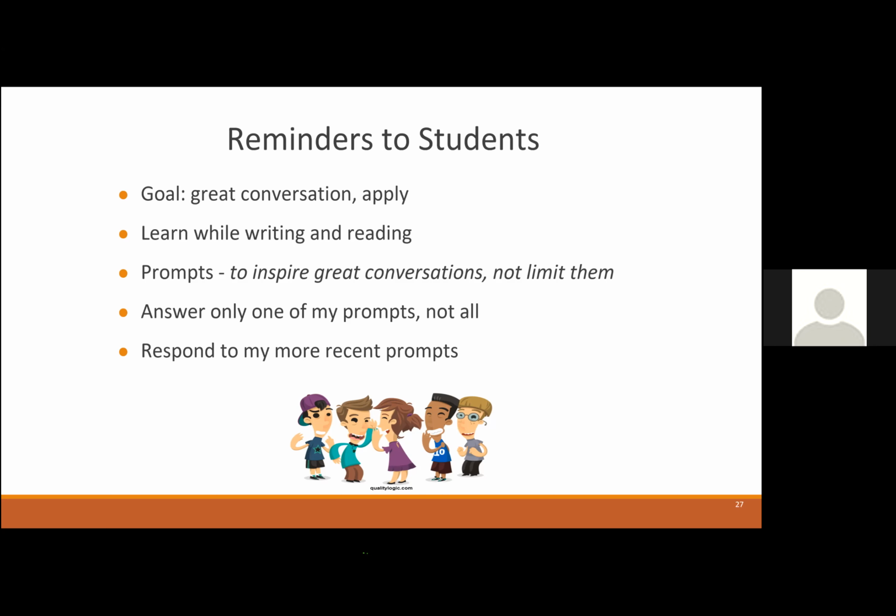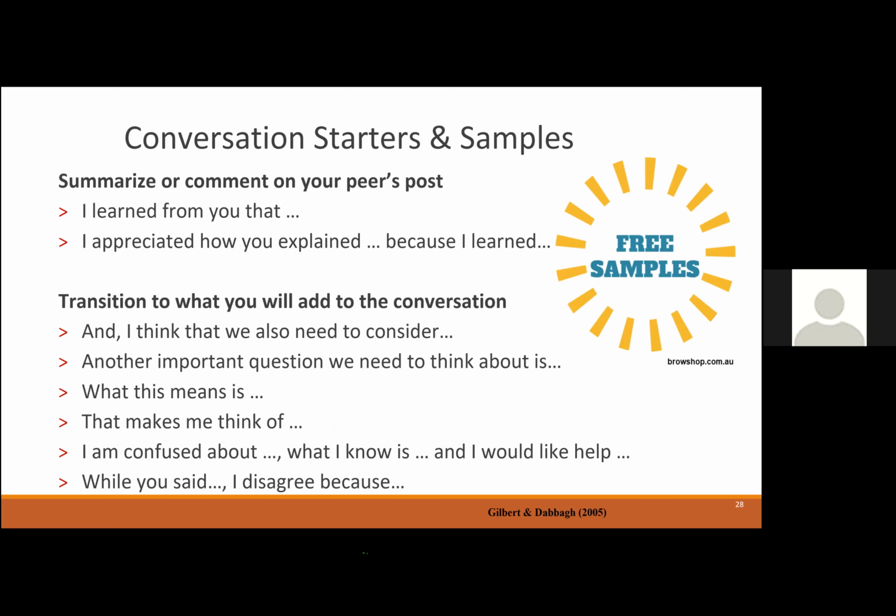I also provide students with conversation starters and sample posts. These starters work for any kind of discussion, and a lot of other faculty have used them and find that students really find them helpful. So how to comment on someone else's work, and then how to add new material. And I like the last two there, well, I'm confused. So letting students know it's okay to be confused, but they still have to share something that they know and then ask for help. Or, well, why you said this, I disagree, right? So students find these really helpful. And I also share sample posts, with a little bit about why each is really good and so on.